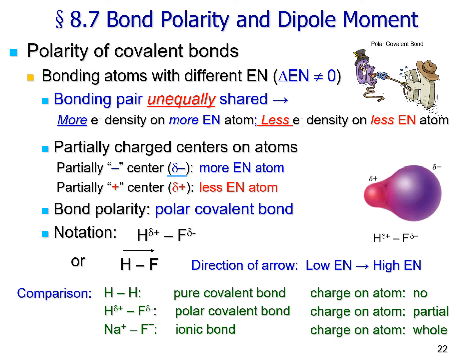Ionic bond is an extreme, as we discussed at the beginning of this chapter, an extreme of a covalent bond, though that is the other side. Another extreme would be the pure covalent bond. So the polar covalent bond is right in the middle. With the ionic bond, a whole unit of charge; pure covalent bond, zero charge; somewhere in between, partial.